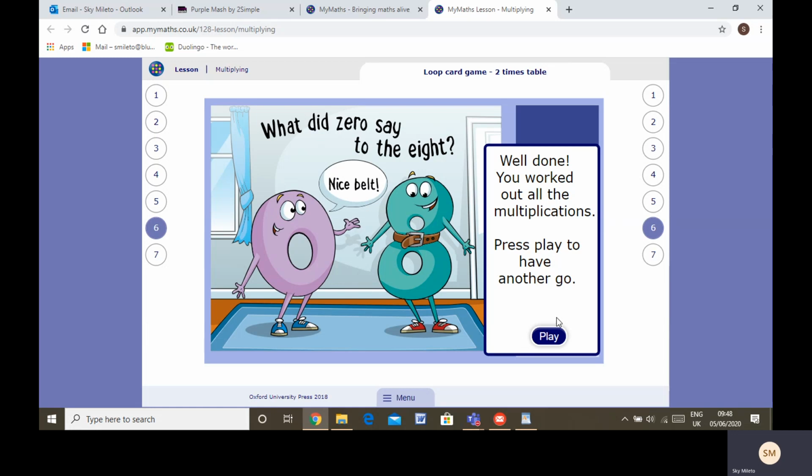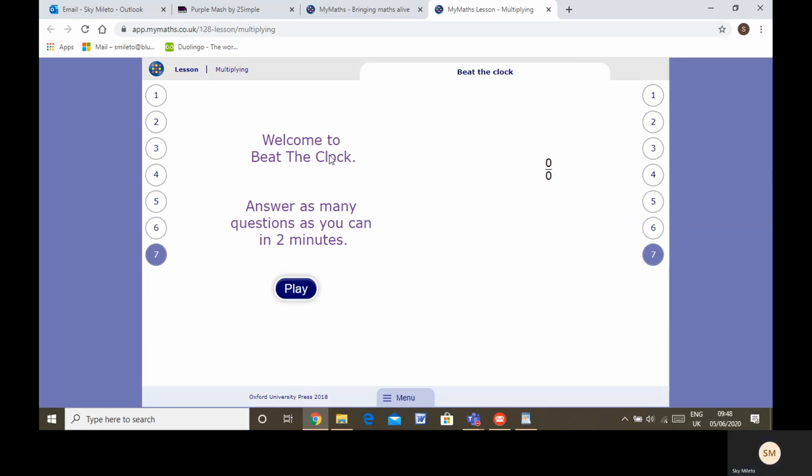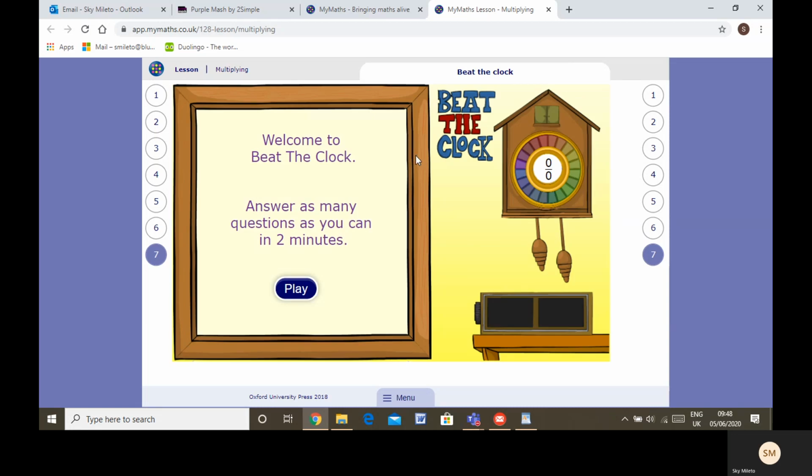So you might get some other jokes if you give some of the other times tables a go, so have a go yourself. And then there is beat the clock at the end, which you can do. Give the lesson a go, then log into my portal and complete your work.